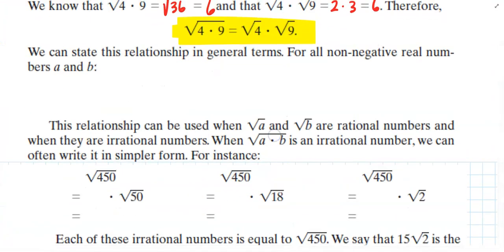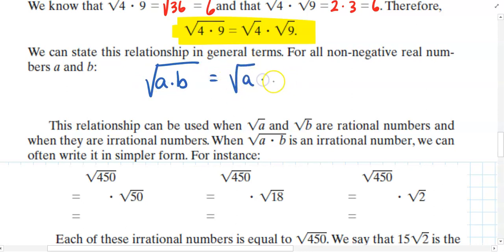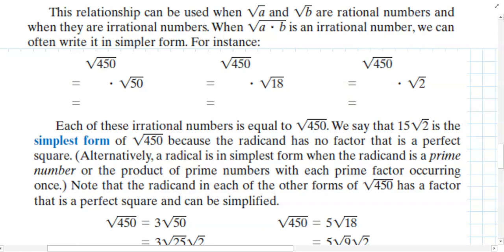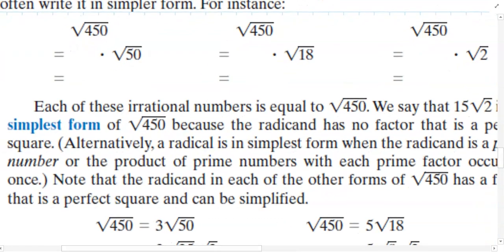And we can say that in general, for any pair of numbers, the square root of a times b underneath the radical would be exactly the same as the square root of a times the square root of b. If we find it useful and helpful, we can actually separate a radical into two smaller pieces. So let me show you how and why that might be important for us.